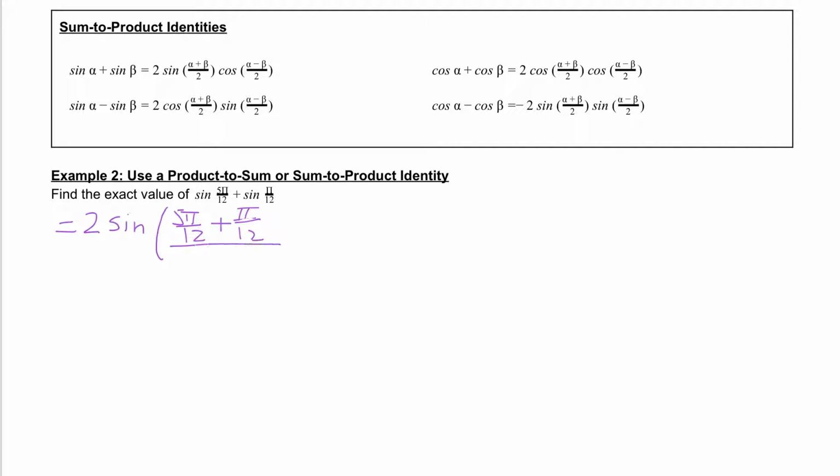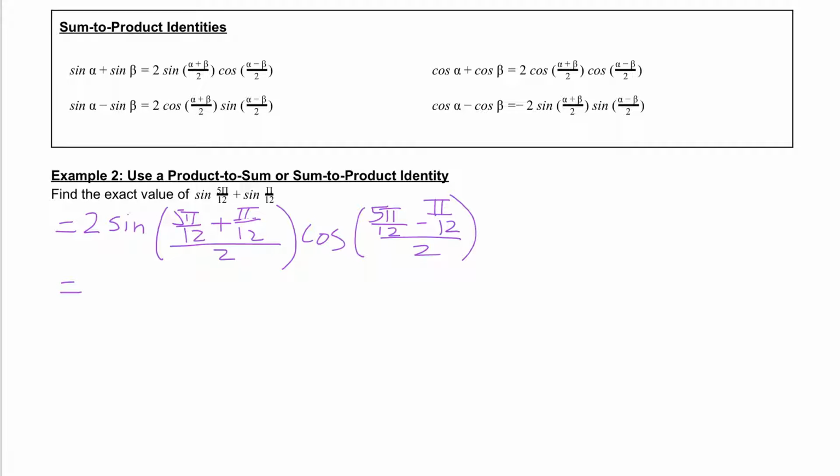all divided by 2, times the cosine of 5 pi over 12 minus pi over 12, all divided by 2.